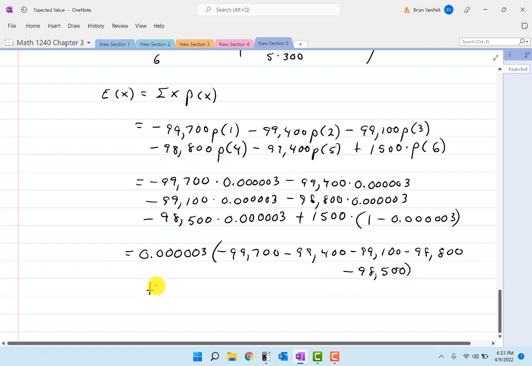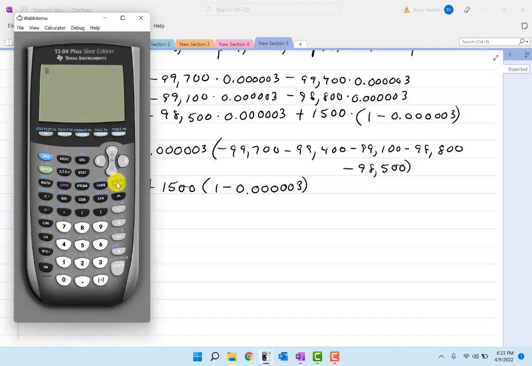And then don't forget to add the end part, 1500 times 1 minus 0.000003. And let's see how much money they think they're going to make off of you. So I have my 0.000003. Let me start a parenthesis. And you know what? I'm going to save myself a little more time too. All of those numbers are negative. I see that. So what I'm going to do instead is insert in front of this whole piece my negative, and then I'll just put positive numbers inside of the parentheses.